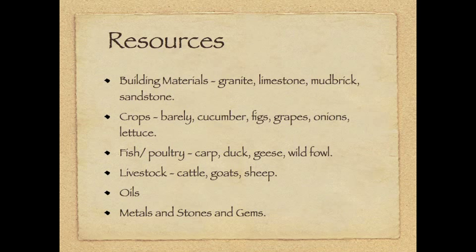This unique landscape meant that there were specific building materials that Egyptians could use. There was plenty of granite, limestone, mud brick, sandstone, but very little in the way of wood. Crops included barley, cucumber, figs, grapes, onions, and lettuce. And of course, there was fish, poultry, livestock, a variety of oils. And of course, there were also metals and stones and precious gems.